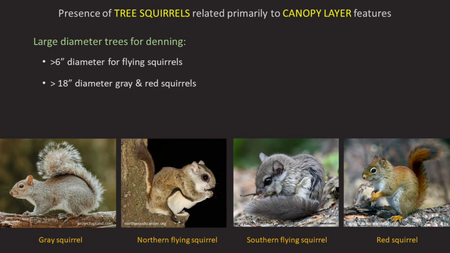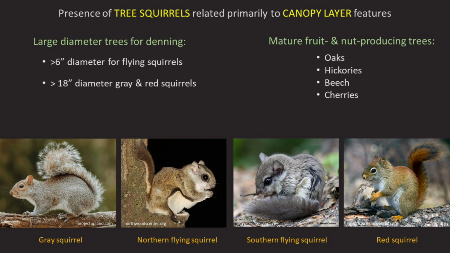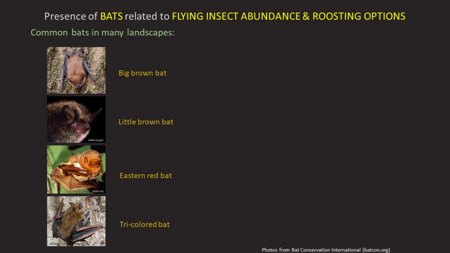The tree squirrels, including gray squirrel, the flying squirrels, and red squirrels, occur primarily in habitats that have an established canopy layer of mature trees, and they require large diameter trees for denning. Having such trees in the landscape may reduce the need for squirrels to den in your home. These squirrels also prefer habitats that include mature fruit and nut producing trees, particularly oaks, hickories, beech, and cherries.